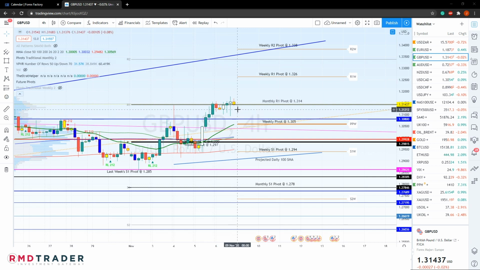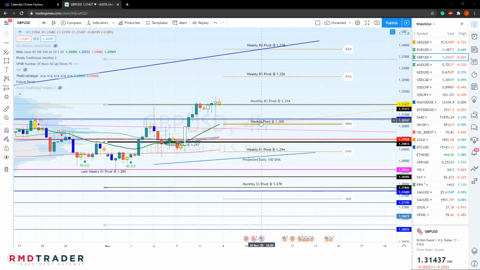And for this week, I'm expecting a possible move higher again, with the first target at the weekly R1 pivot at 1.326, and then an additional secondary target in between this area of 1.333 and 1.338, which is the monthly R2 pivot and the weekly R2 pivot, and those are both finding some additional confluence from our overhead diagonal. So that would be the area of resistance.